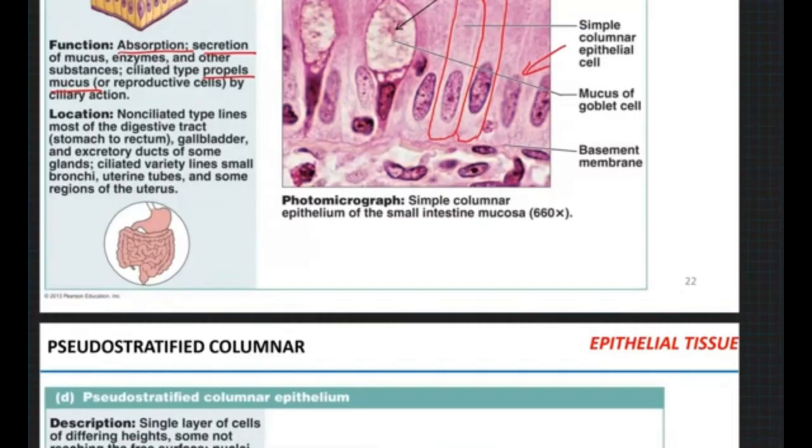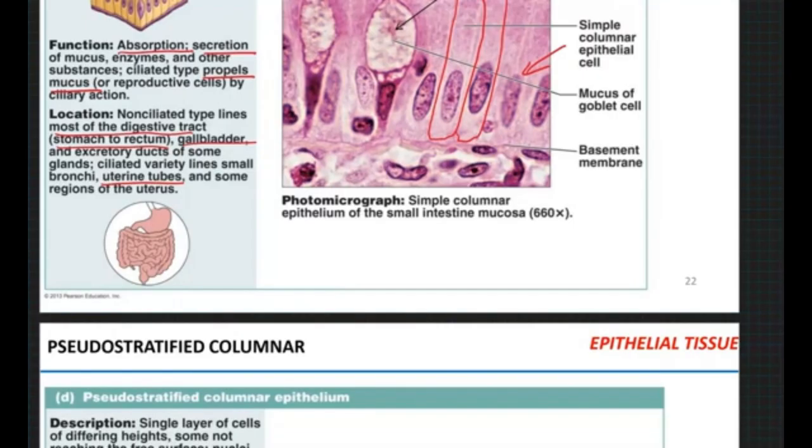So, you don't need to know the list, but most of the digestive tract, yes, stomach to rectum, gallbladder, respiratory system, fallopian tubes, that kind of stuff. Now, you may have noticed that columnar and cuboidal epithelium share a lot of functions. They both can absorb, but they both can secrete. So if I ask, there's a lot of absorption and secretion going on in the small intestine. What epithelium are you going to find there?